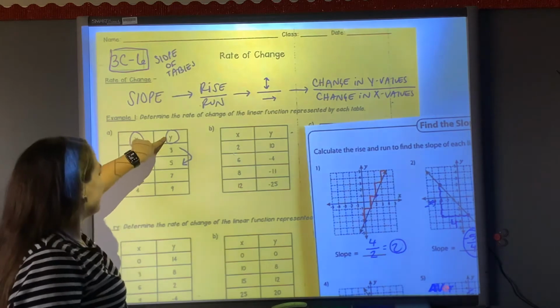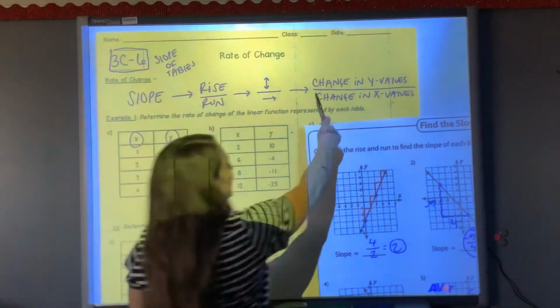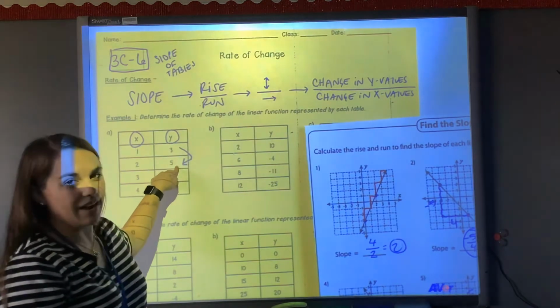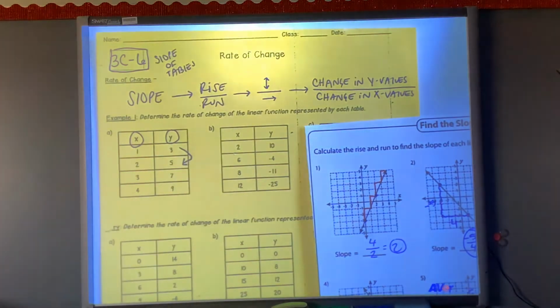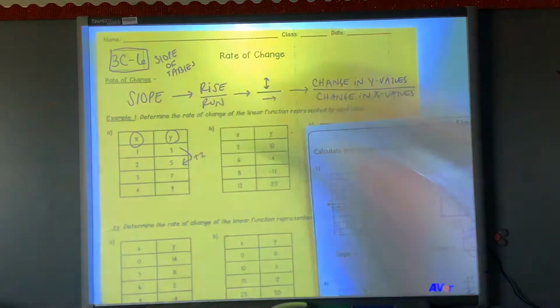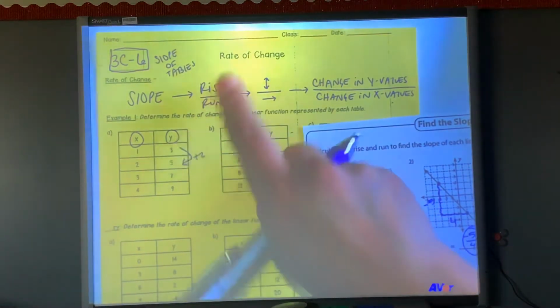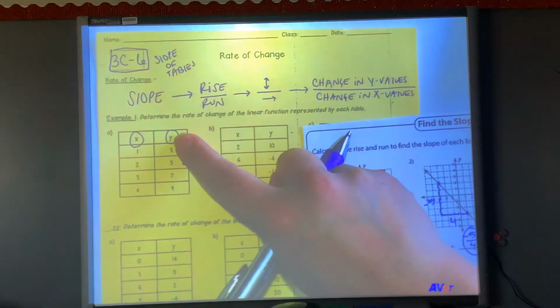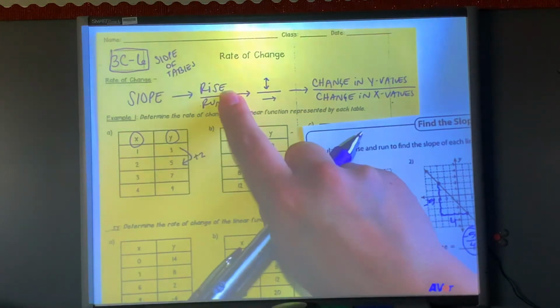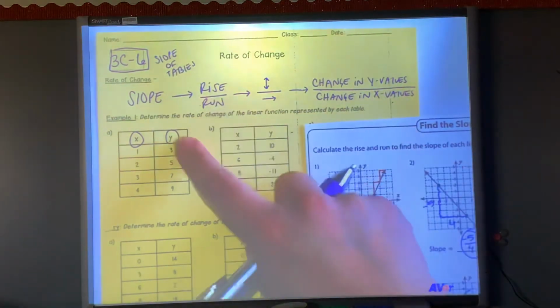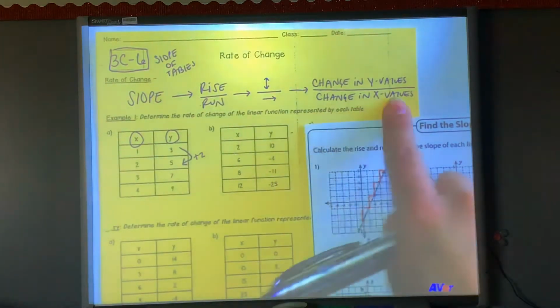This is my y side, and I'm trying to see the change in the y values. It goes from 3 to 5, which means it went up by 2. This is my change in y's, and I also can call this my rise. To memorize that, the y's rhyme with the word rise. But anyways, change in y, which is the rise, over the change in x, which is the run.